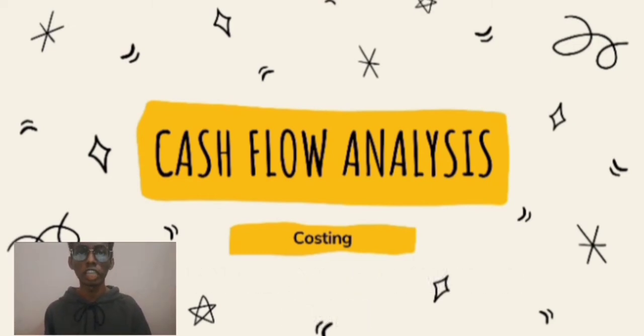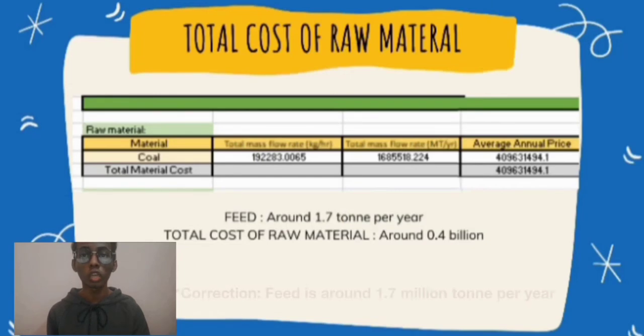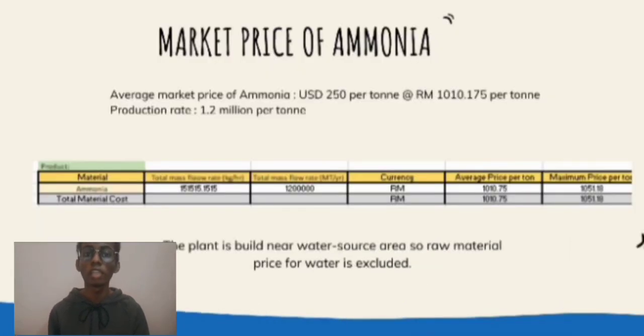The next part is costing and cash flow analysis. We took our supply of feedstock, which is coal, from US Coal Global Group in South Africa. Since we are using 1.7 million tons of coal per year as our feed, the average total cost for the raw material is 0.4 billion ringgit. Meanwhile, the average market price of ammonia is 110 ringgit and 75 cents per ton. Following this selling market price, our ammonia produced at a capacity of 1.2 million tons per year gives us an annual sales revenue of 1.2 billion ringgit. The plant is built near a water source area, so the raw material price for water is excluded.